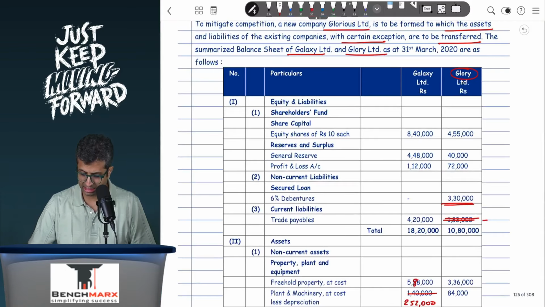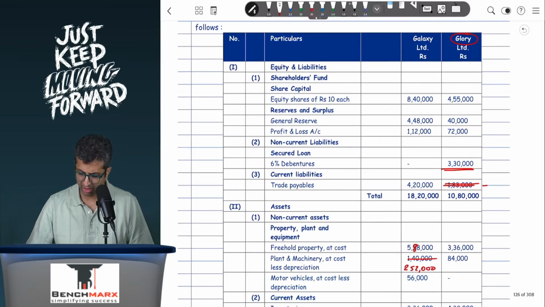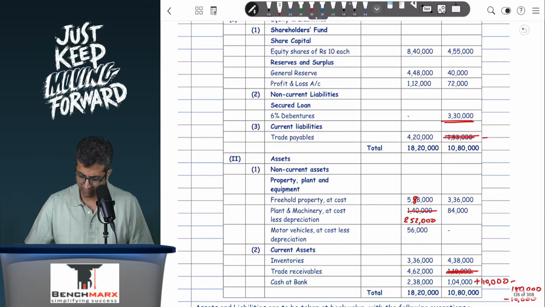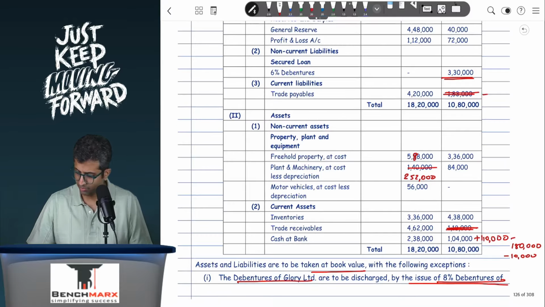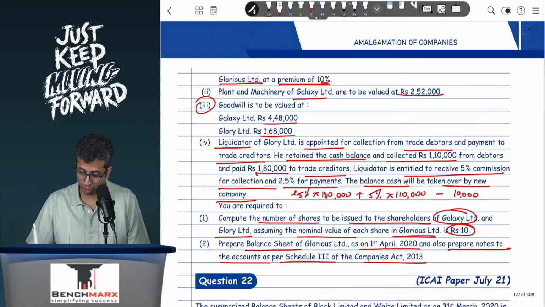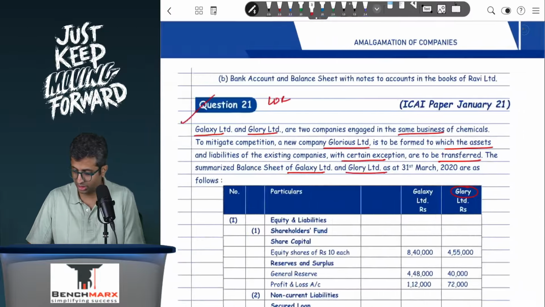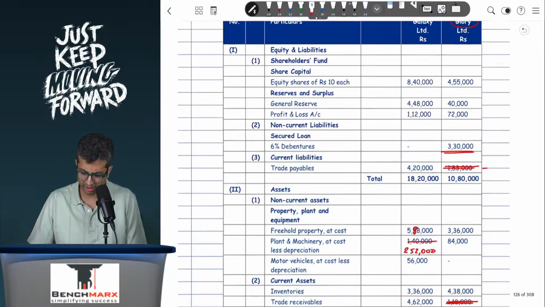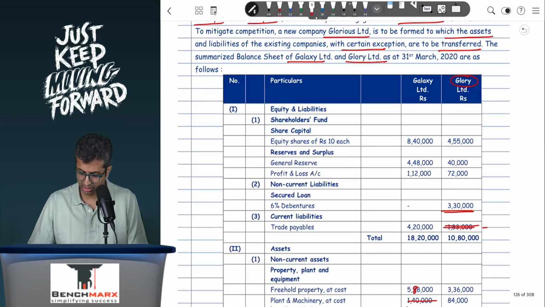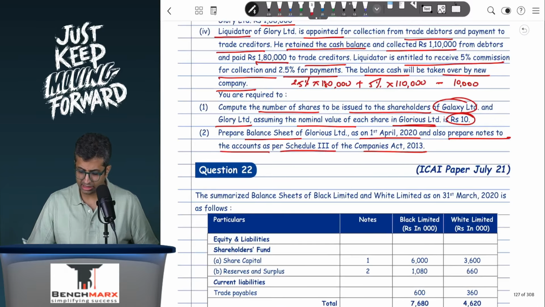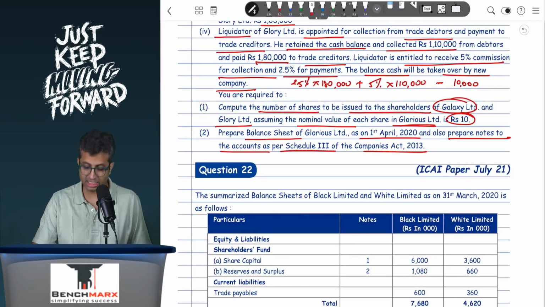Now if I look at Galaxy, within Galaxy I will have 5,88,000 plus 2,52,000 plus 56,000 plus there will also be some goodwill worth 4,48,000. 448,000 plus 336 plus 462 plus 238 minus liabilities of 4,20,000, and that's about it. I think 19,60,000 if I'm not wrong. And this is 19,60,000 divided by 10. So this is 1,96,000 shares to be issued.